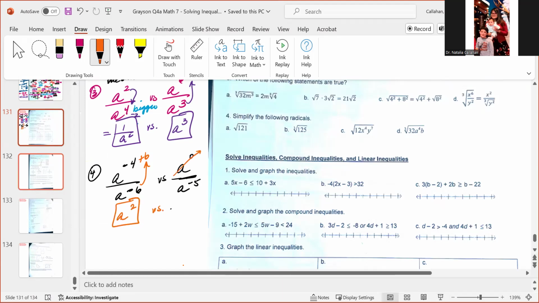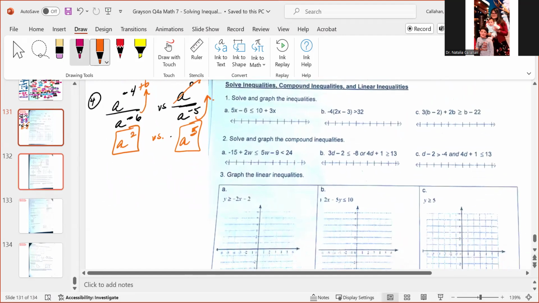Okay, anything to the 0 power is always what? 1. So then you have to move this one up, right? So it's just A to the 5th power. Do you see how I did that? Okay, 5th rule.